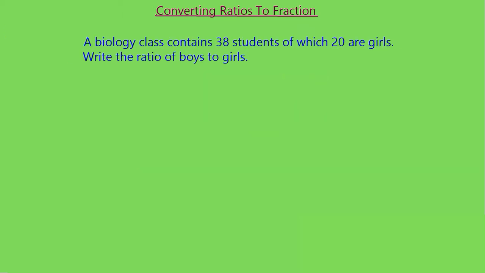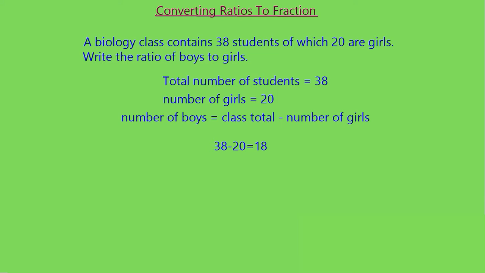In a biology class, there are 38 students, of which 20 are girls, and the rest are boys. Write the ratio of boys to girls. We don't have the total number of boys, but we have the total number of students, and also the number of students that are girls. We subtract the number of girls from the total number of students, and that should give us the total number of boys. 38 minus 20 gives 18. So 18 is the number of boys that class contains.